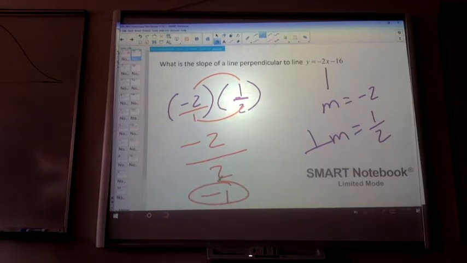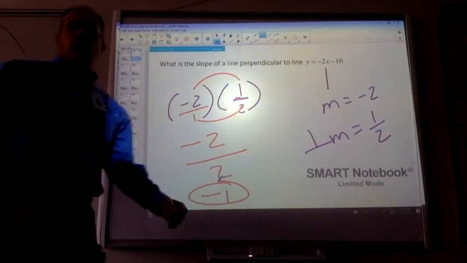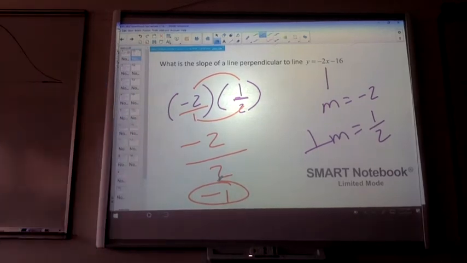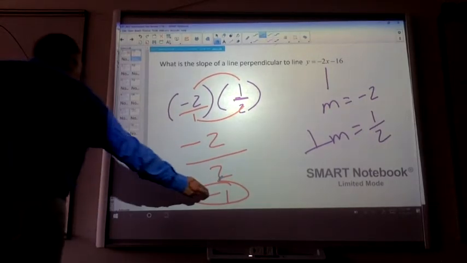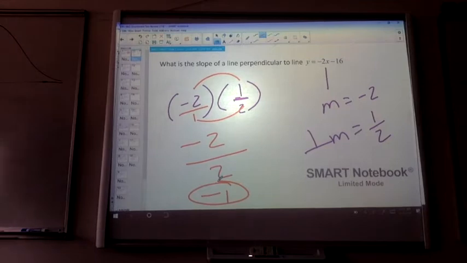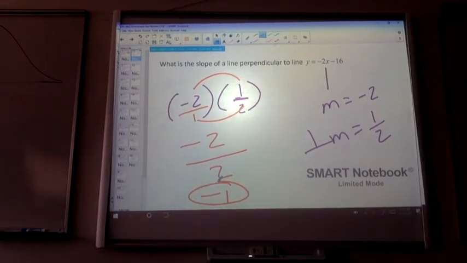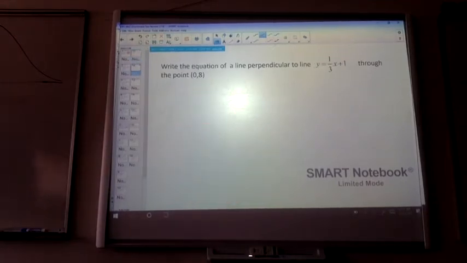So what do you think, every time, if I have two different slopes and I ask, are these perpendicular slopes to each other? If they are not horizontal and vertical lines, if they're anything else, what do you think perpendicular slopes will multiply together to give us? Negative 1. Okay. You don't need to know that. It's just sometimes a little tricky.